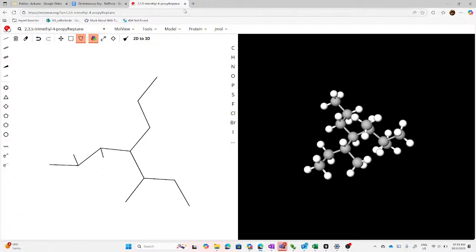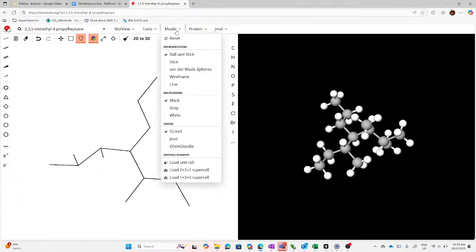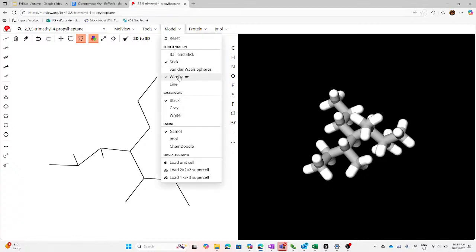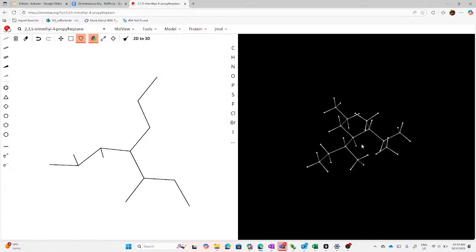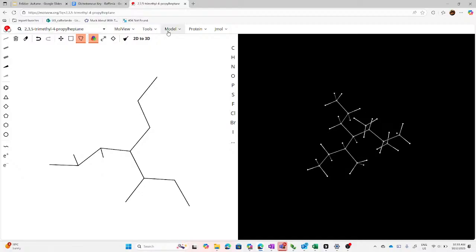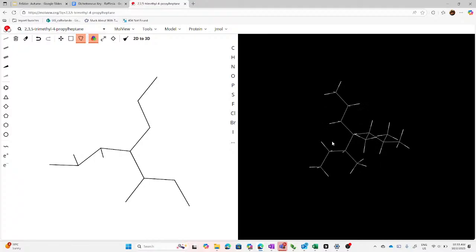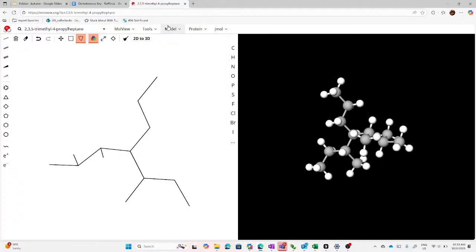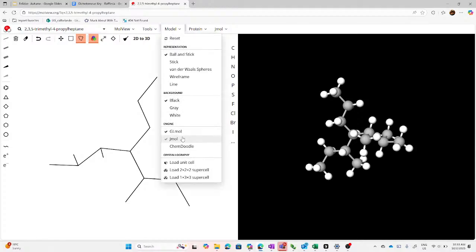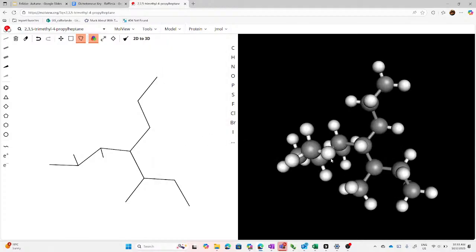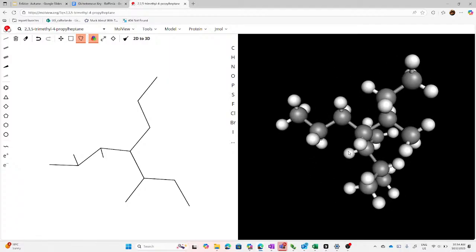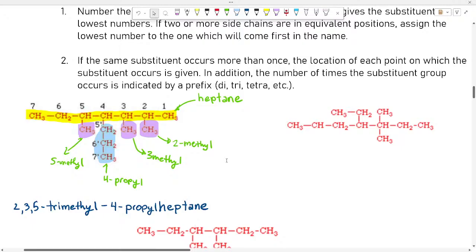Which is why sometimes, even in our 3-dimensional model, that's not better. We'll sometimes do that, right? But it's tricky. Sometimes you can turn hydrogens off, which can really be helpful.